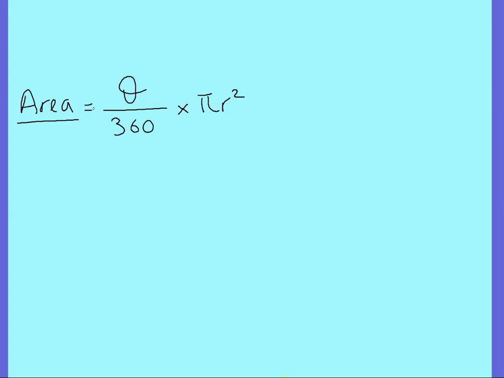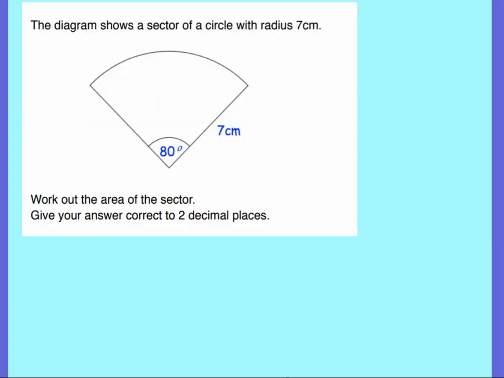So let's have a look at some questions, some proper exam questions. So these are typical exam questions. I'm going to show you 4 of them, and then it'll be down to you. So they're going to tell you it's a sector, even if you can't recognize it. They'll probably tell you everything in text and in picture form, like they have here. The only time they've mentioned 80 is in the picture, and it says very clearly work out the area, and they want it to 2 decimal places.